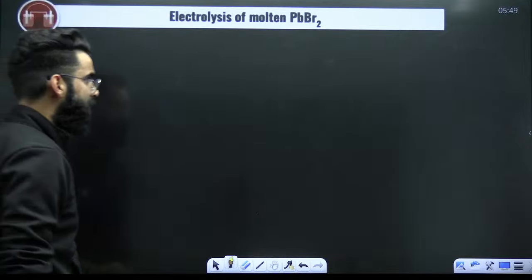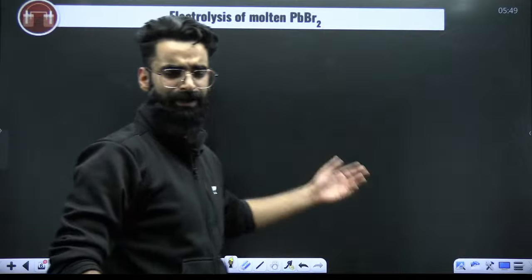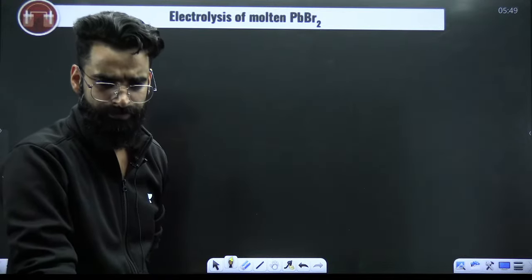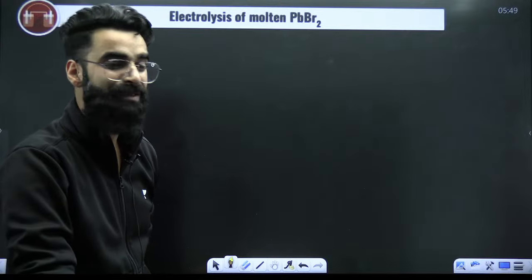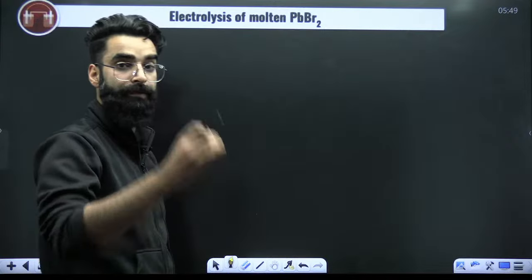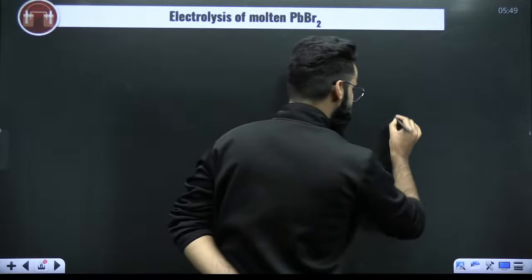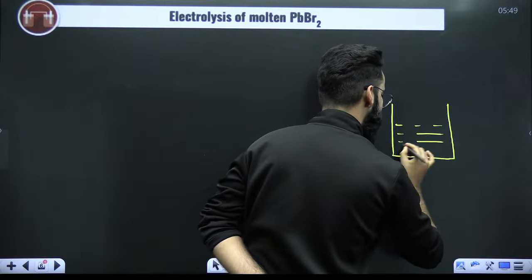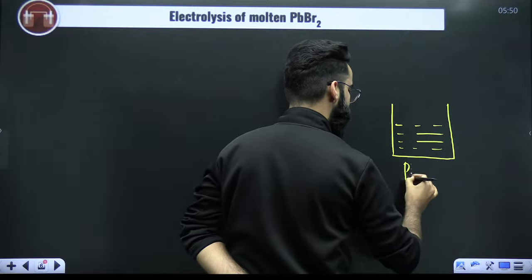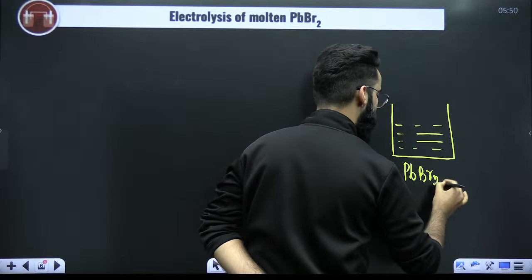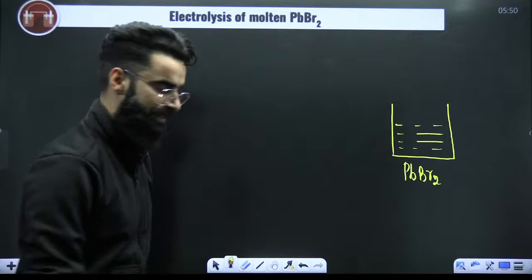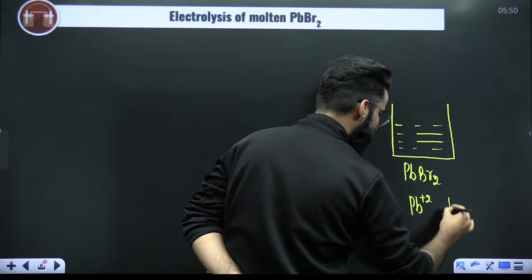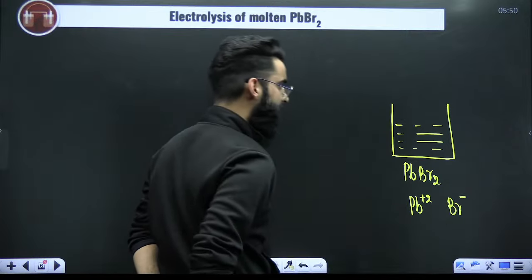Let me make you understand one more. Look at this particular scenario. Let's do the electrolysis of molten PbBr2. You'll understand it in a better way. See, first of all, this is the container which I have. And in this particular container, what have I kept? I have kept PbBr2, which is molten PbBr2. So basically in the container, what kind of ions do we get? We'll be having Pb2+ ions and Br- ions in this particular container, right?